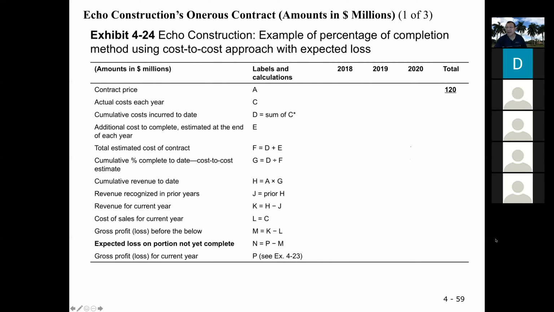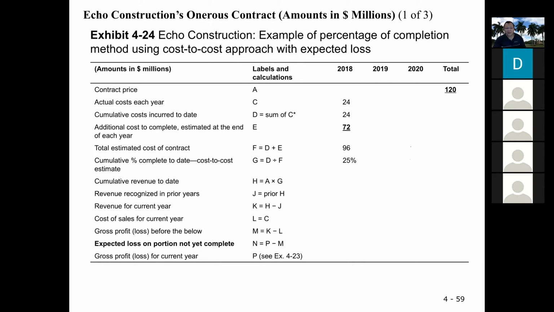So in 2018, the actual cost is 24. The cumulative cost incurred to date is 24 because this is the first year. And the additional cost to complete is 72. The total estimate is 96. Then I calculate the percentage completion using the cost-to-cost approach. So that's 25%, which is 24 divided by 96.